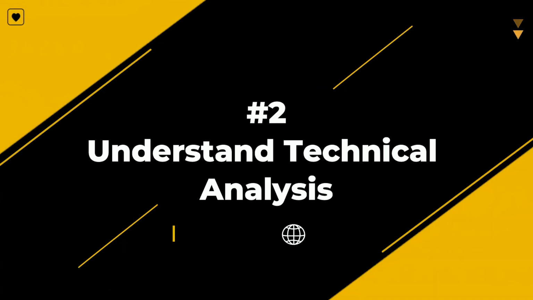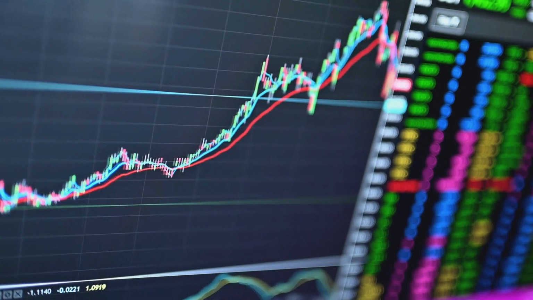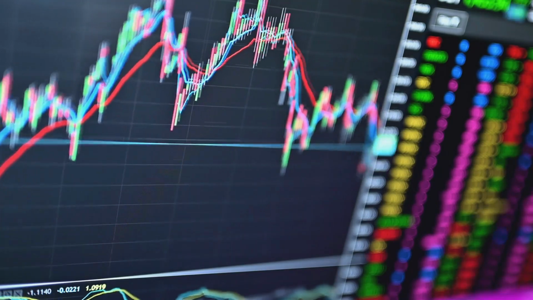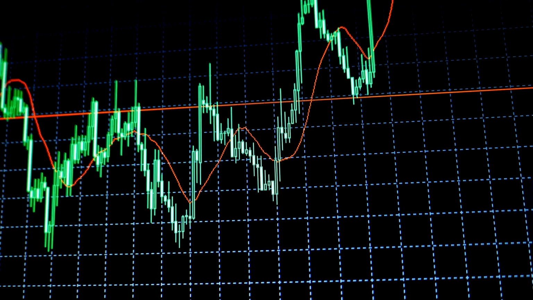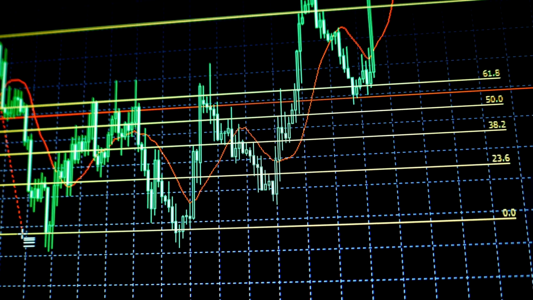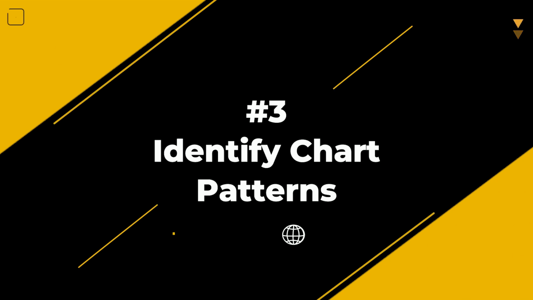Number 2. Understand technical analysis. Technical analysis involves studying historical price charts and using indicators to predict future price movements. Learn to read charts, recognize patterns, and use tools like moving averages, relative strength index, and Bollinger Bands to inform your trading decisions.